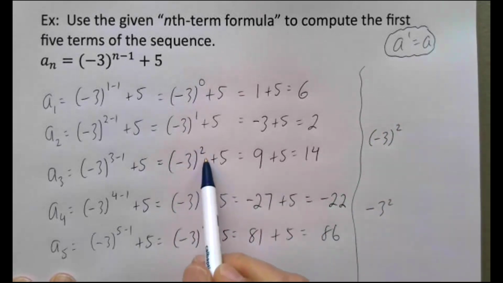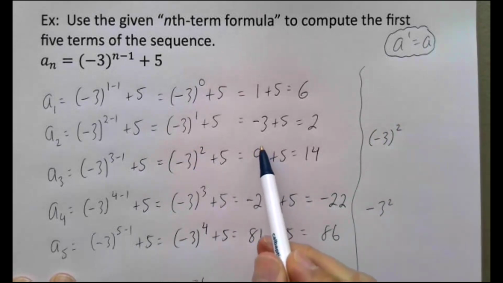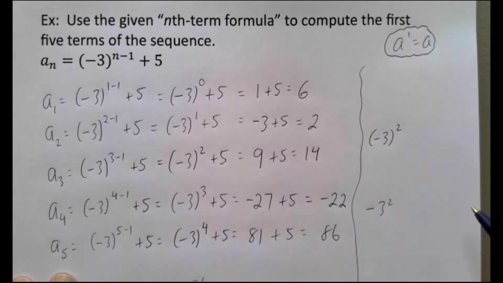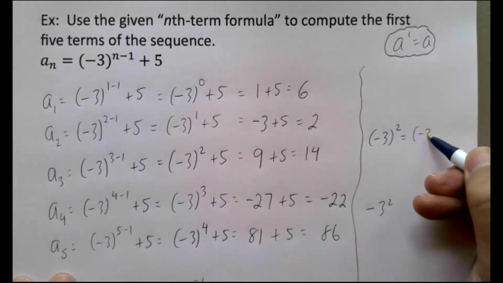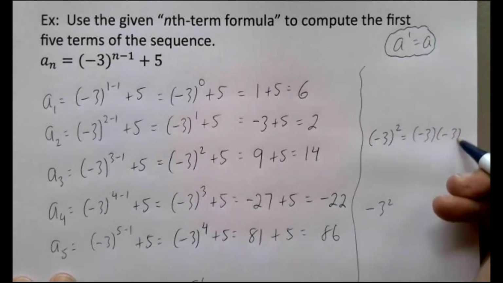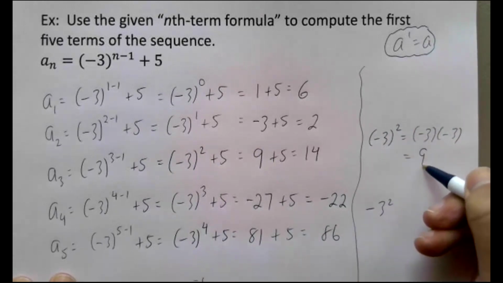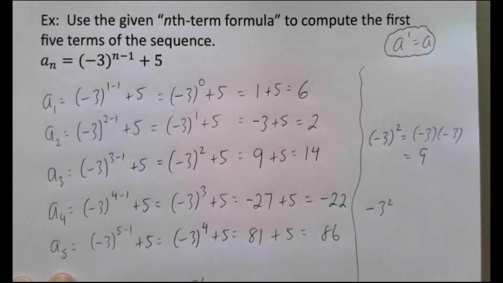Again, I'm just focusing on this little part right here and trying to explain why it's positive 9. If we do it with the parentheses, we're squaring a negative 3. We are literally going negative 3 times itself. And I think everyone knows negative times negative is positive. That's why we get a positive 9.